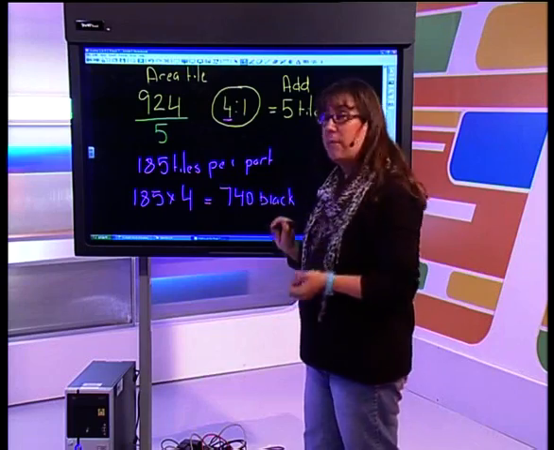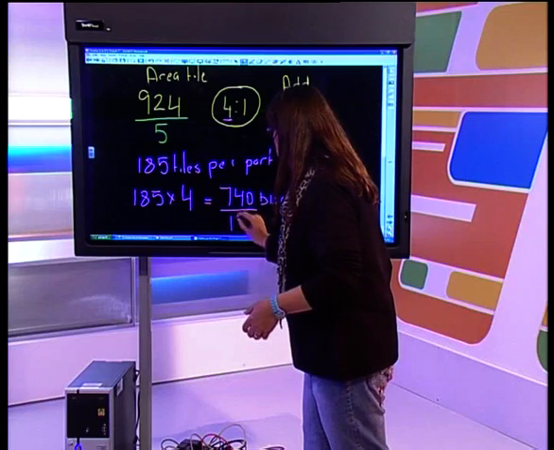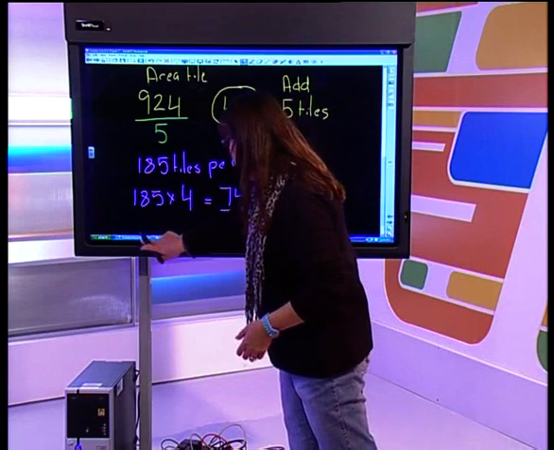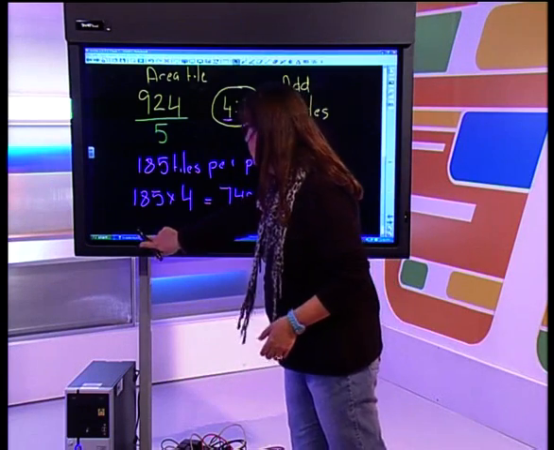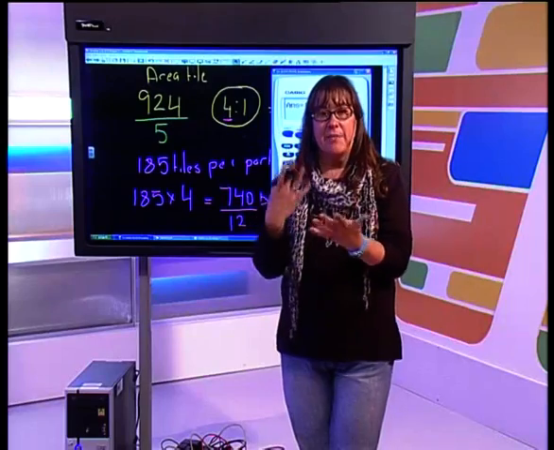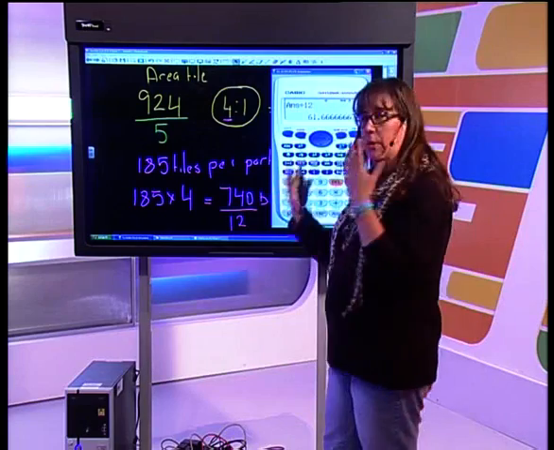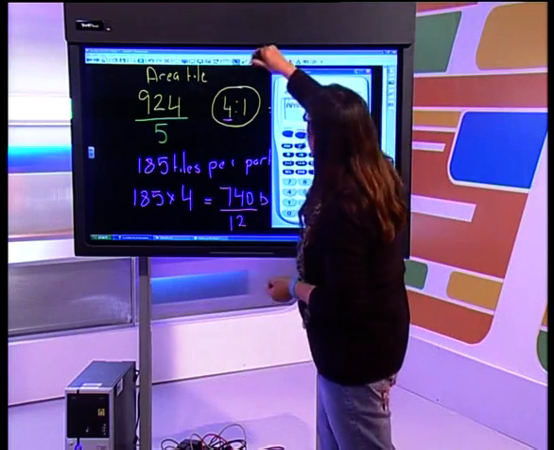And now they wanted to know how many boxes. So what are we going to do? We're going to divide by how many in a box? There were 12 in a box. So we use our calculator. And we're going to take that 740, divide by 12. And we can see that we need 61,67. Again, I'm going to have to round up. So I can't have 0.6 of a box, so I'm going to make it 62.